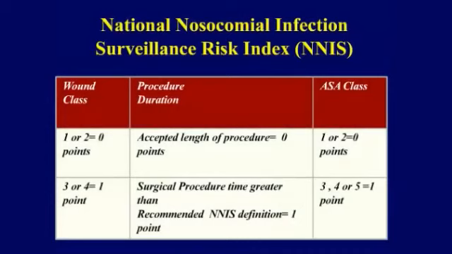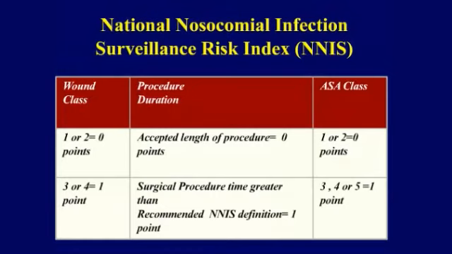Now, the Centers for Disease Control has developed a surveillance program known as the National Nosocomial Infection Surveillance Risk Index. This risk index looks at three major factors to classify a wound and to classify a surgical site infection. First, the wound class, is it 1 to 4? Second, the procedure and how long the procedure lasted.